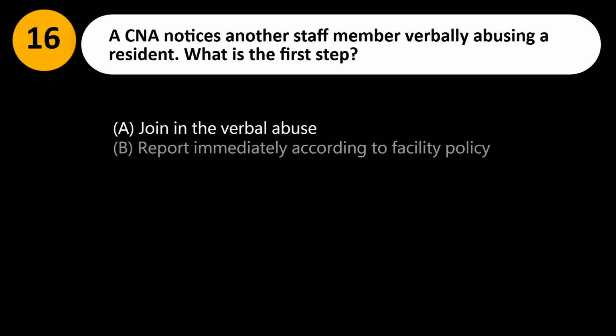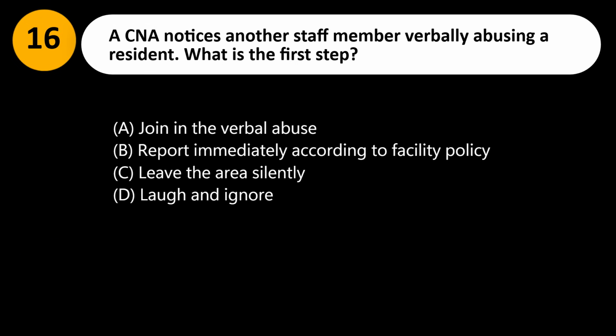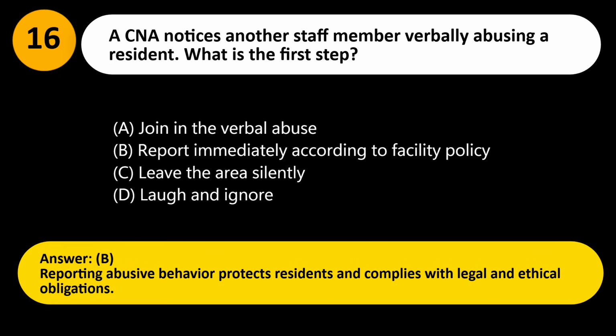A CNA notices another staff member verbally abusing a resident. What is the first step? A. Join in the verbal abuse. B. Report immediately according to facility policy. C. Leave the area silently. D. Laugh and ignore. Answer: B. Reporting abusive behavior protects residents and complies with legal and ethical obligations.